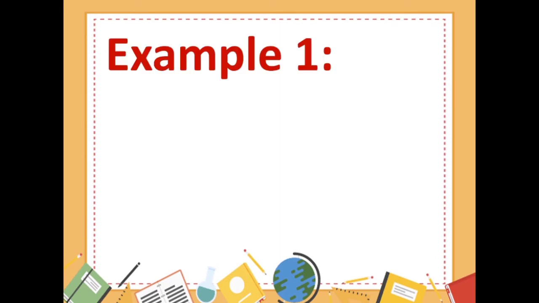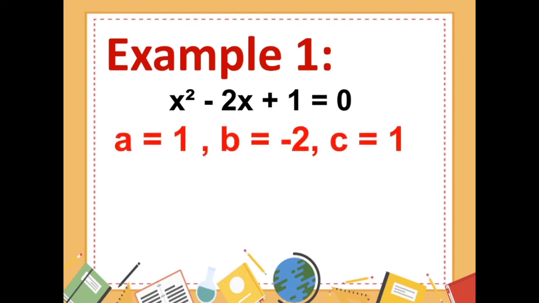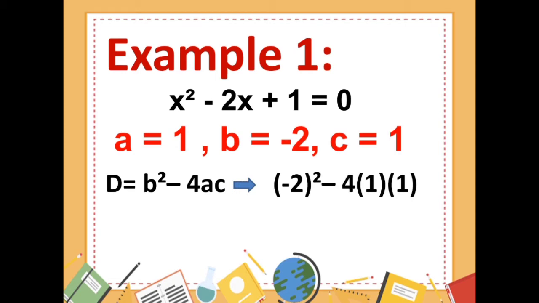Example number 1. x squared minus 2x plus 1 is equal to 0. The values of a, b, and c in the equation are the following. a is equal to 1, b is equal to negative 2, and c is equal to 1. Substitute these values of a, b, and c in the expression b squared minus 4ac. D is equal to b squared minus 4ac will become negative 2 squared minus 4 times 1 times 1.